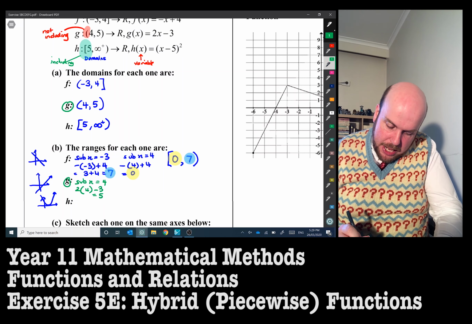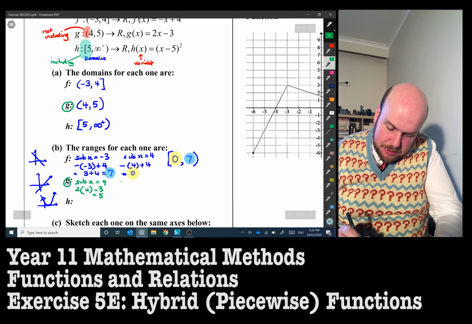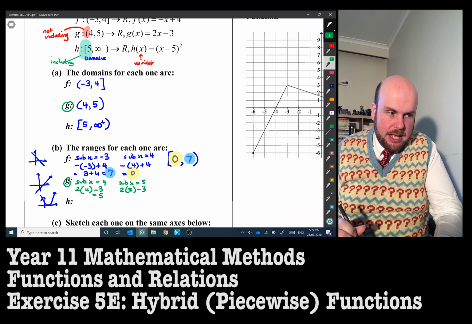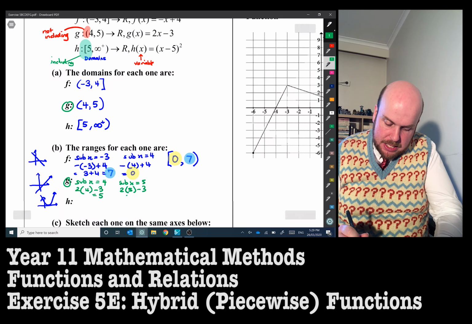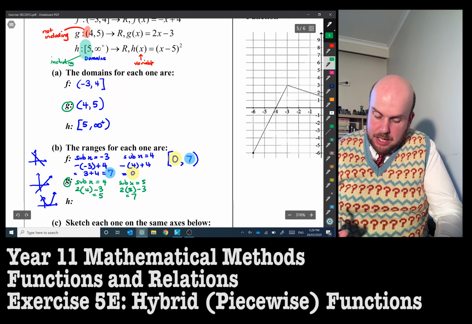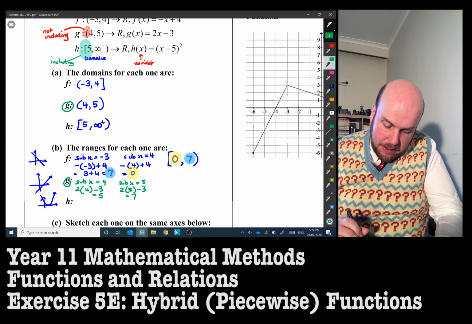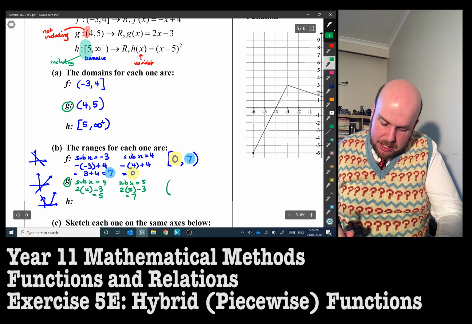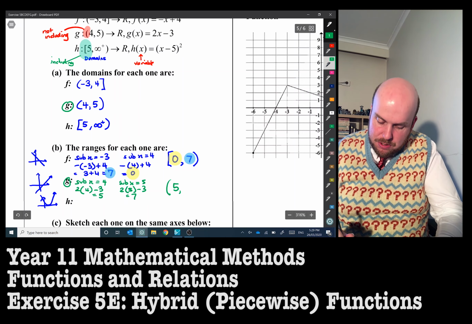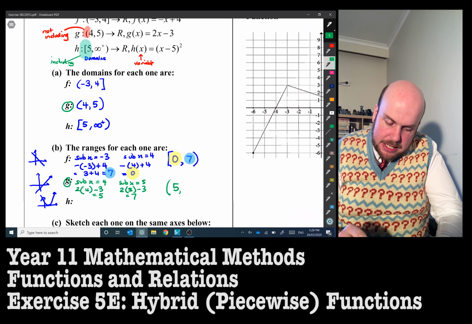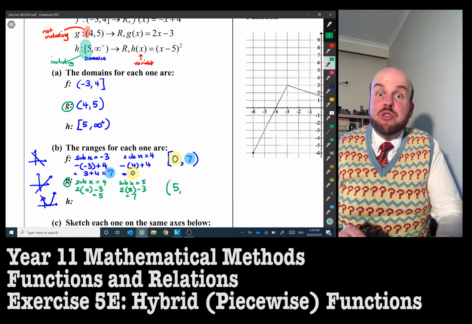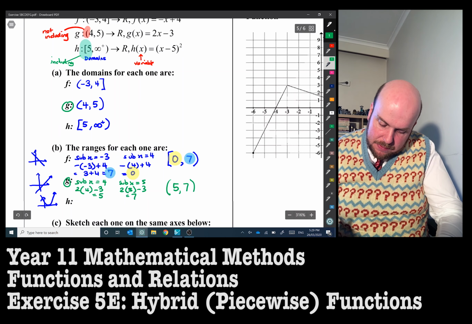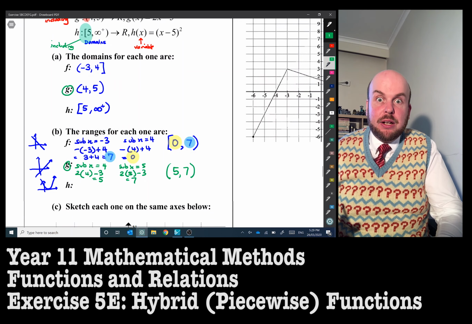So then we're going to do, what's the other one? 5. So we're going to substitute x equals 5. So 2 times 5, take away 3. 2 times 5 is 10. And then 10 take away 3 is equal to 7. So again, we're going to write from left to right. Now, let's have a look. That 4 is not including. So that means this 5, the one that's attached to this 4, is not including. And the 5 up here in the domain was not including. So therefore, the 7 is also not including.